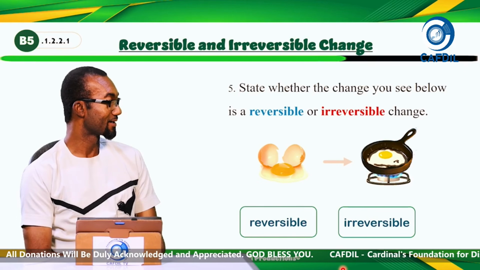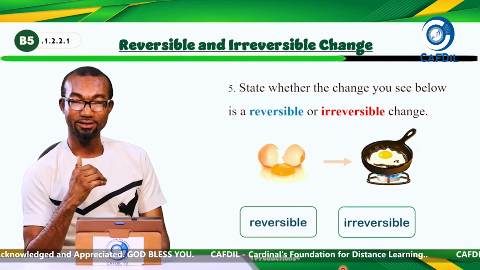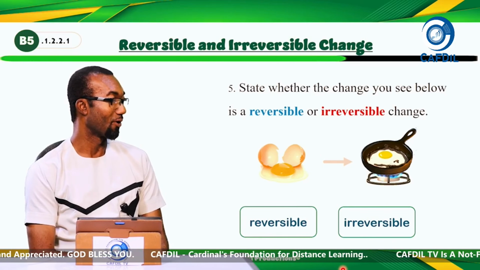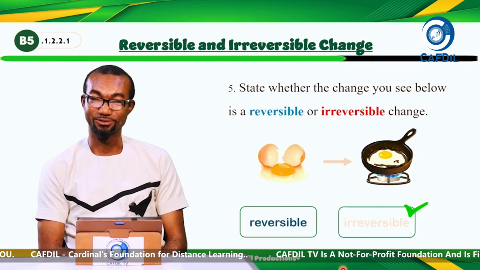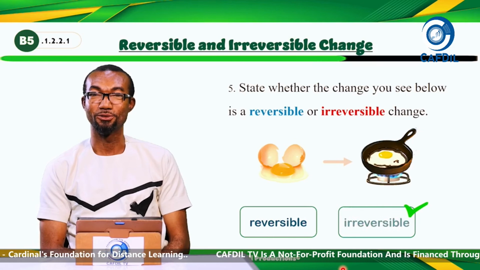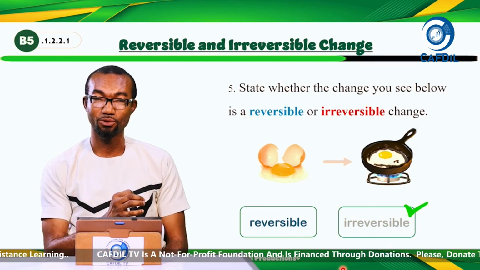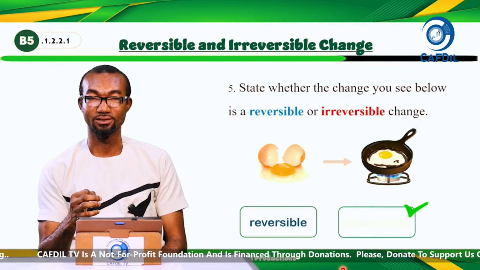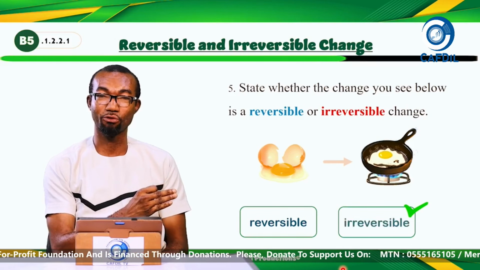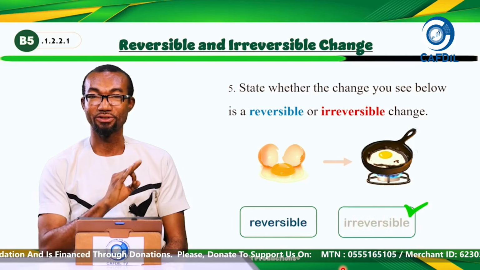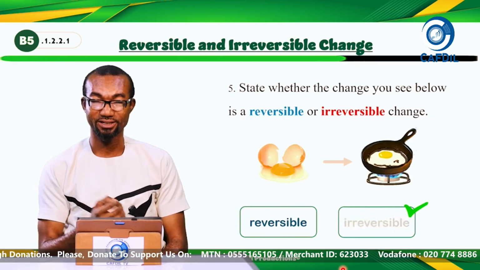Lastly, breaking of egg and then frying. Is it reversible or irreversible? Great, it's irreversible. Good. I believe you all got the concept of this lesson. Reversible and irreversible change. When the change can be turned into its original form, it's reversible. If it cannot be changed, or when a new substance is formed, it becomes irreversible.